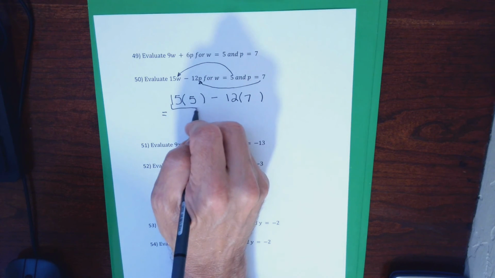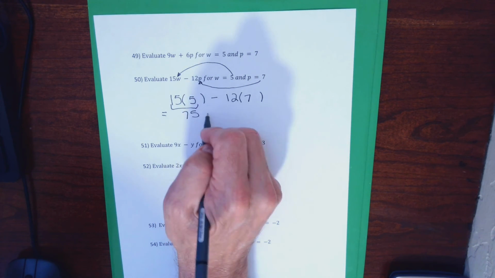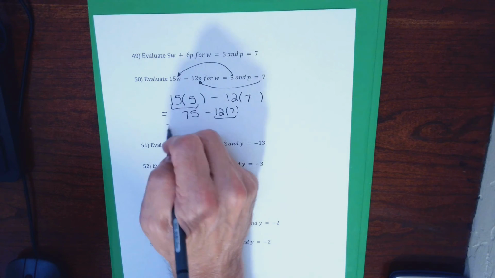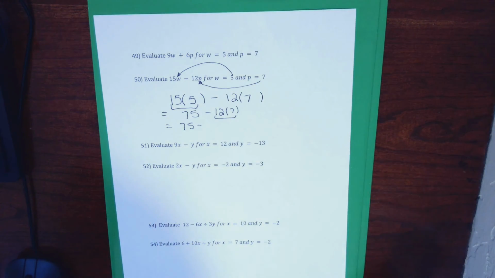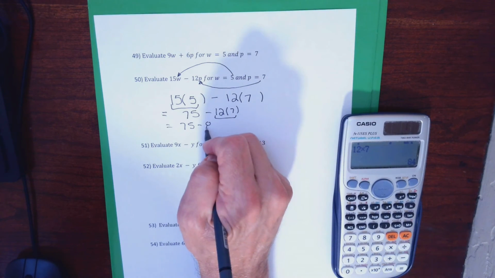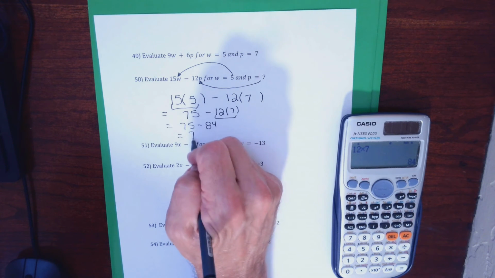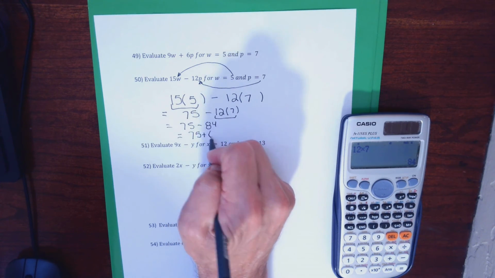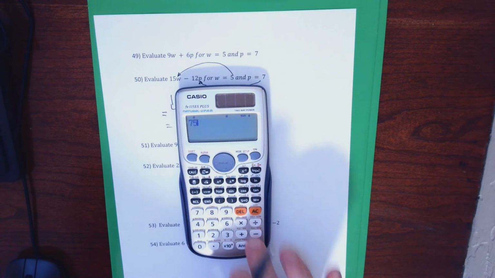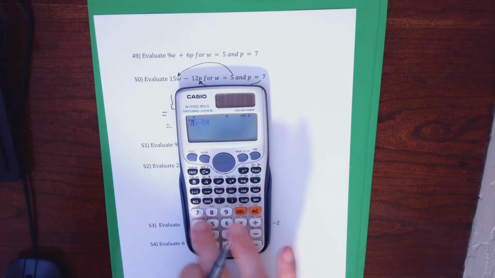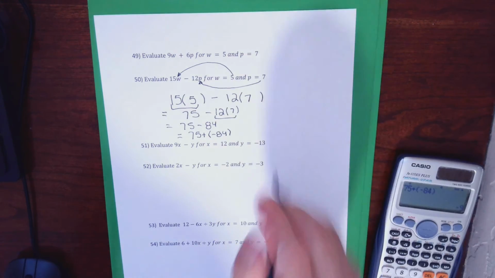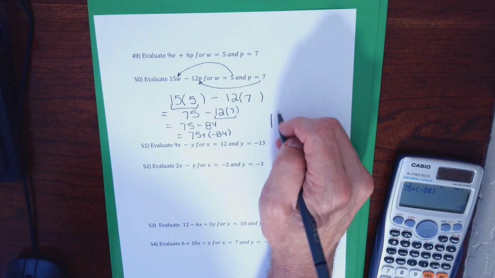I'm going to do this multiplication of 15 times 5 first. This multiplication of 12 times 7 second. So now I have 75 minus 84, which I can do without a calculator. If you need to use a calculator for such big numbers, I have no issues with that. I'll keep the numbers much smaller on the test. And now either 75 minus 84 or 75 plus negative 84. Those will give the same answers. The answer to this should be negative 9. So number 50, my answer should be negative 9.